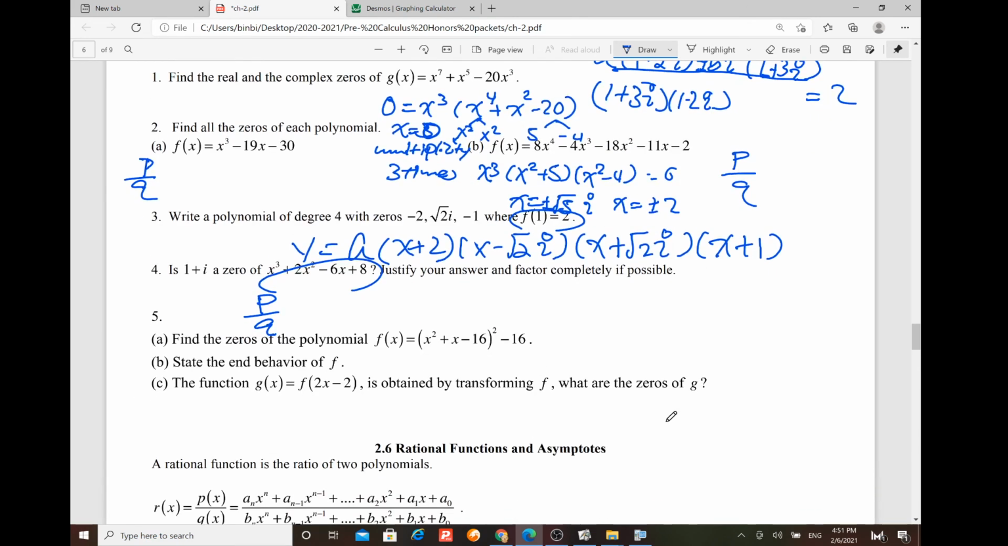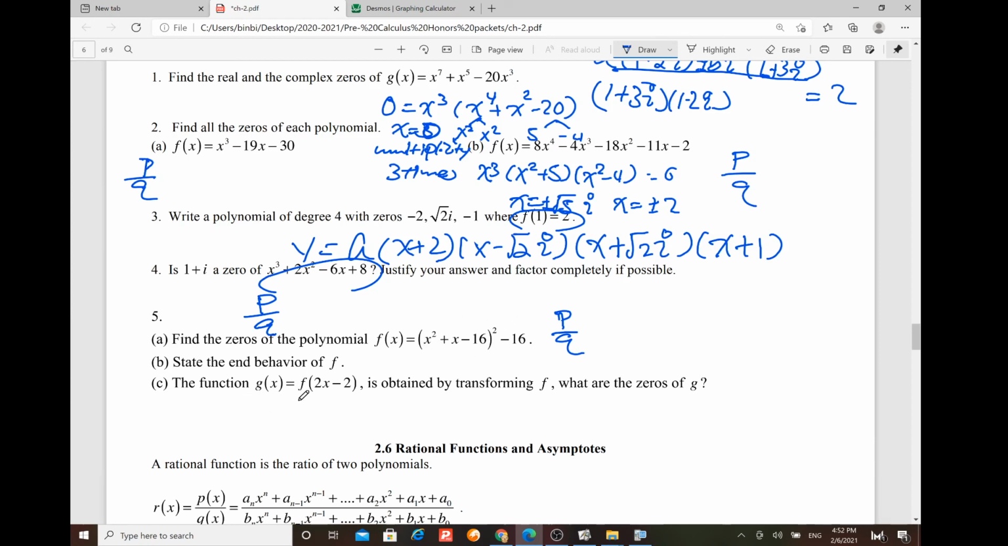So find the zeros of the polynomial. So basically set it equal to 0. Okay, so this one looks like we can factor it. Can we factor it? No, we can't. So expand it out, and then use that p over q again. State the end behavior. So take out the highest power, x to the 4th power.